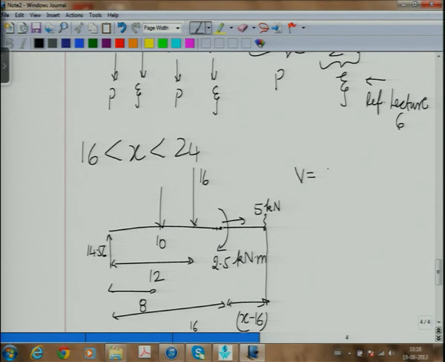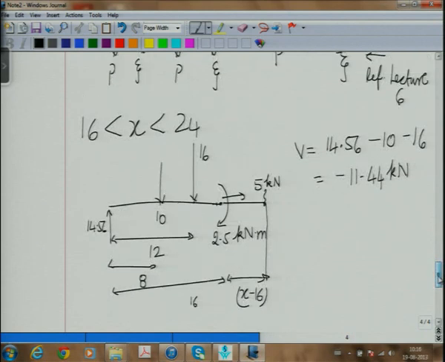V will be equal to 14.56 minus 10 minus 16. And what will it turn out to be equal to? Minus 11.44. Is it surprising? No, because at the end the reaction was also 11.44, and that is because at the end we have a fixed support, so finally it should be equal to the value of the reaction.